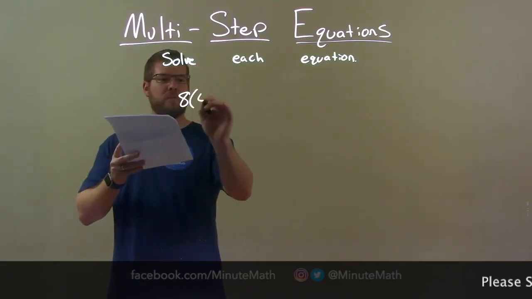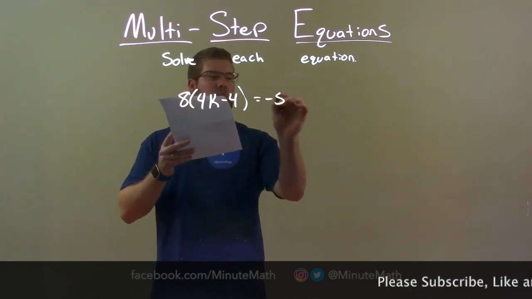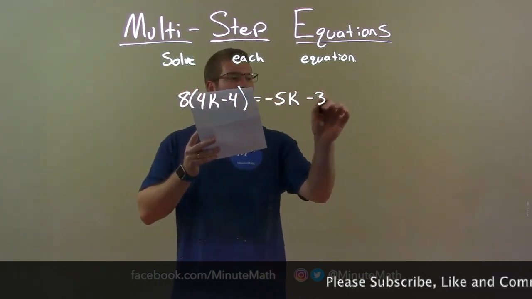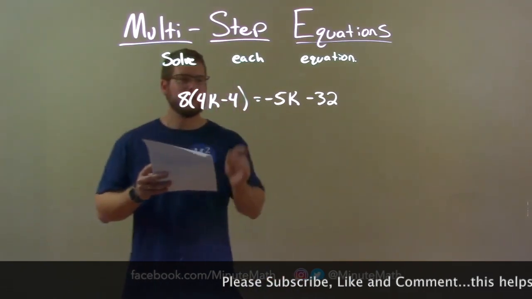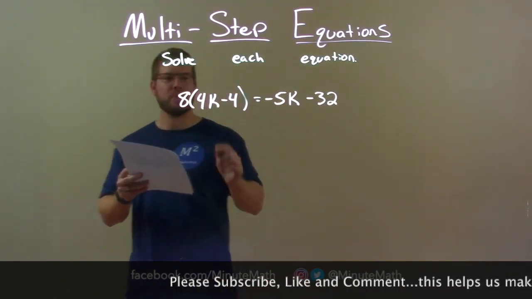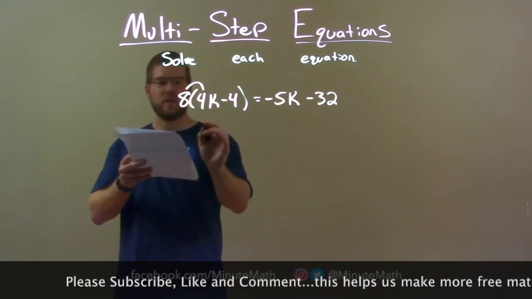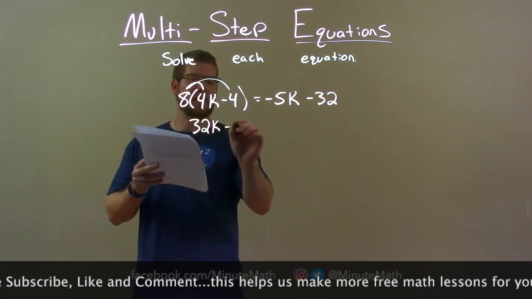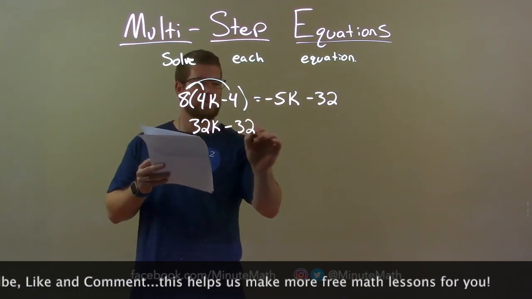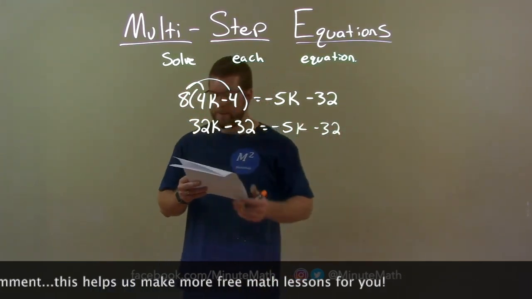8 times 4k minus 4 equals a negative 5k minus 32. What I want to do is, well, I want to try to get k by itself. My first step in doing that is distributing the 8 in the parentheses. 8 times 4k is a 32k, and 8 times a minus 4 is a negative, or minus, 32. And then we have negative 5k minus 32 on the right.